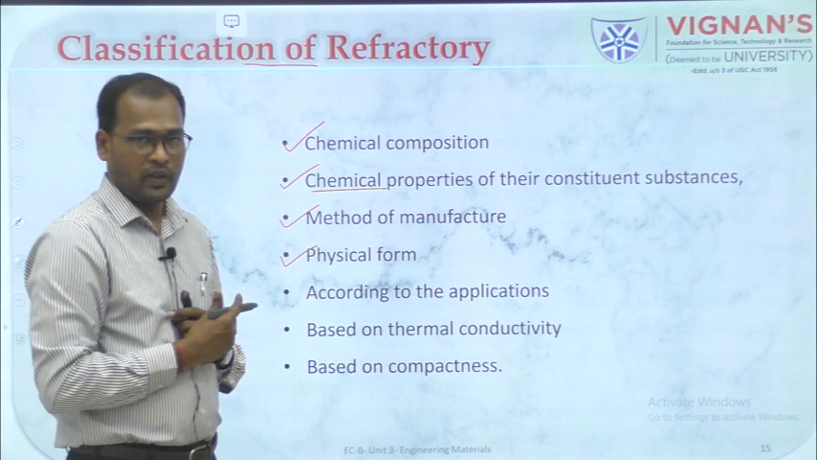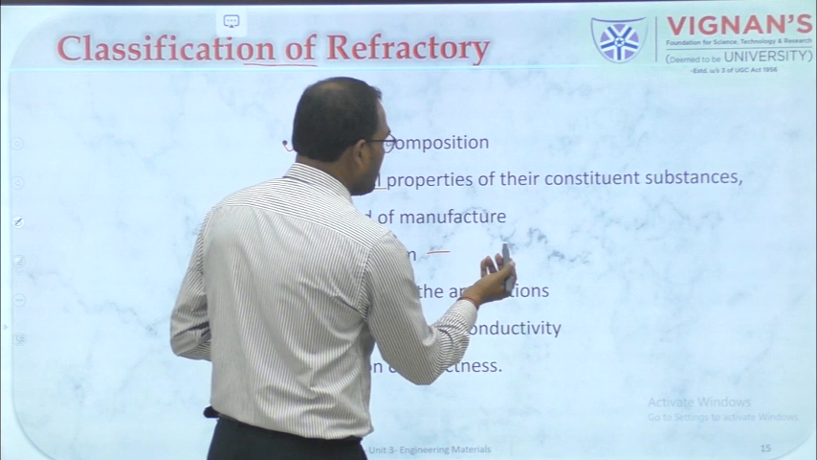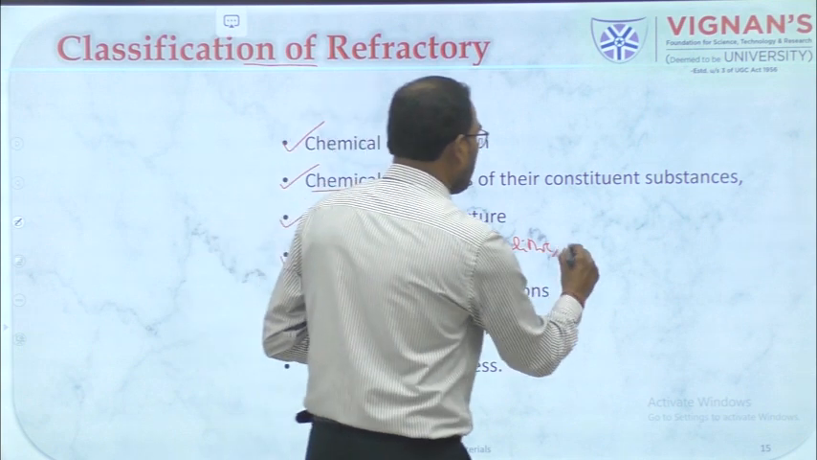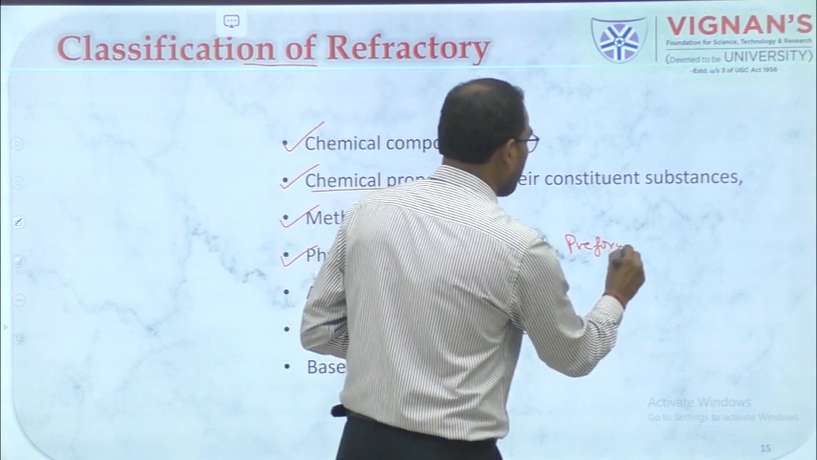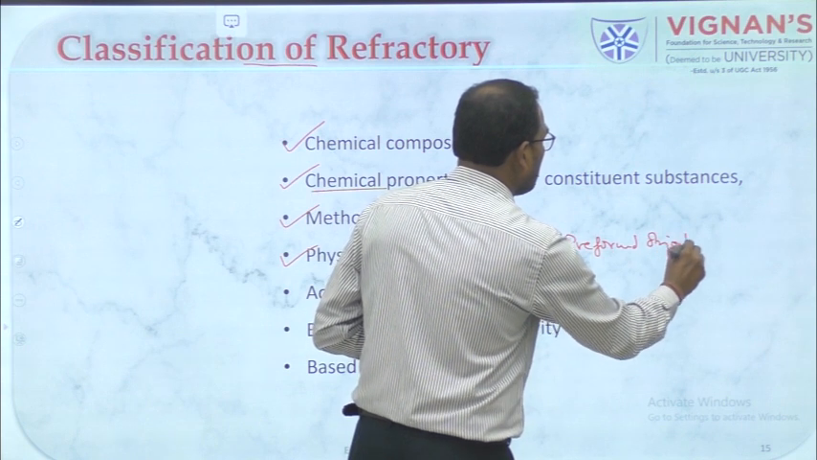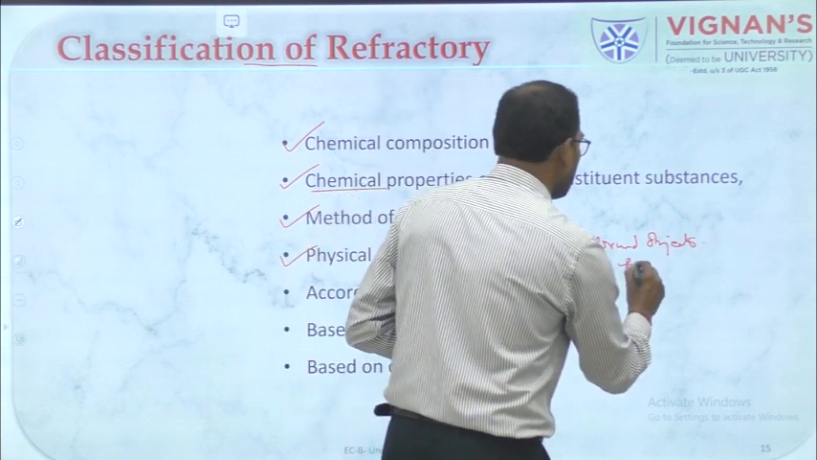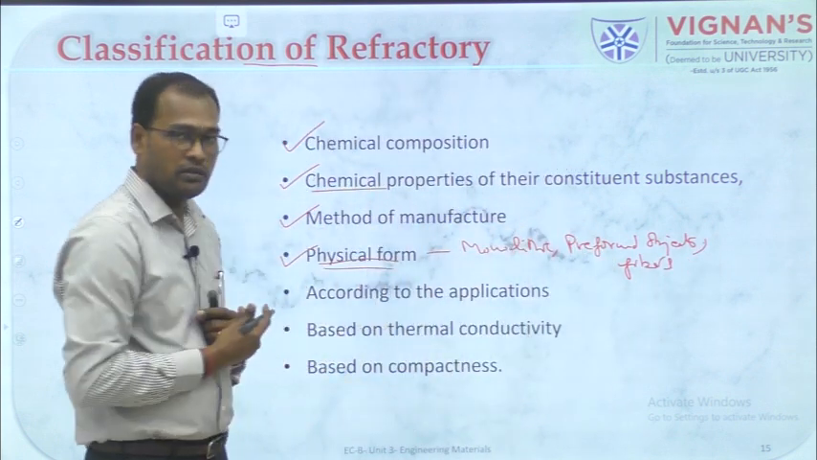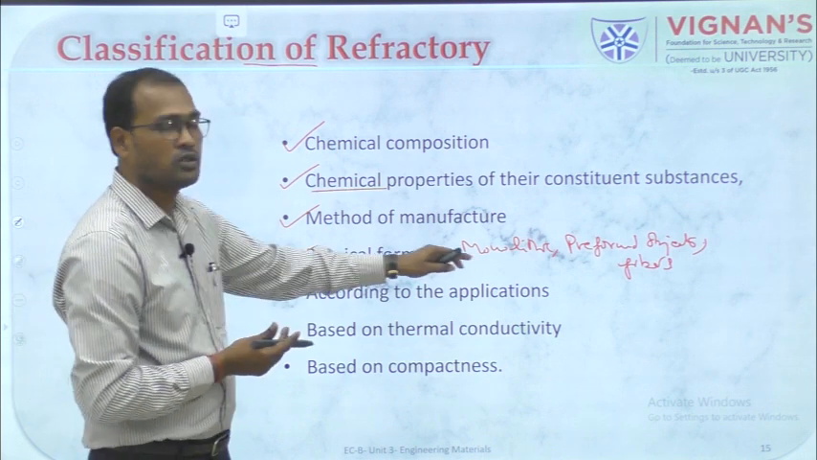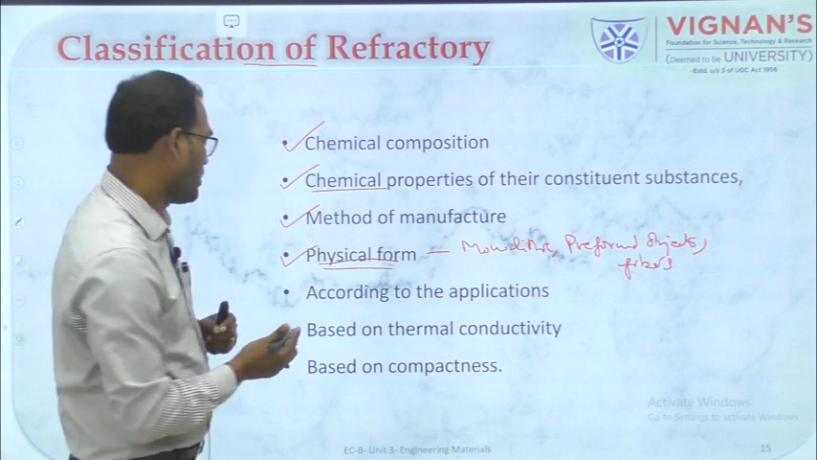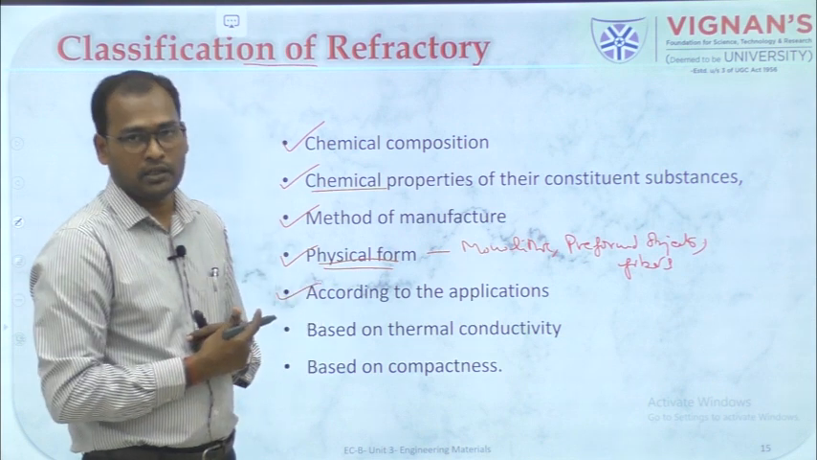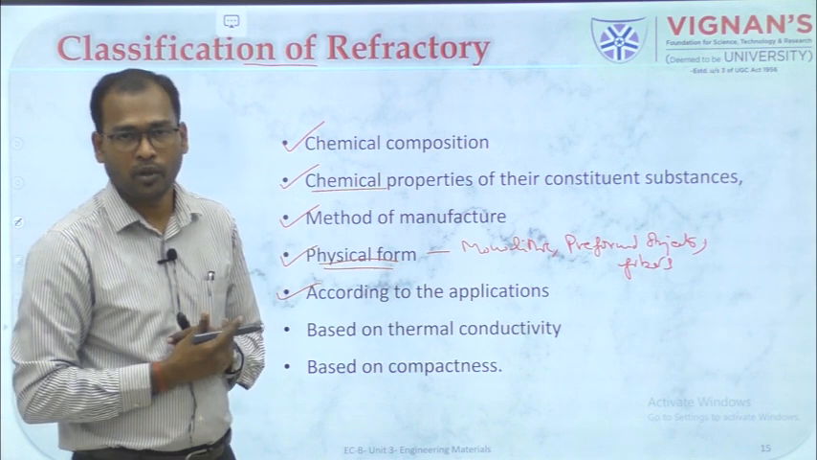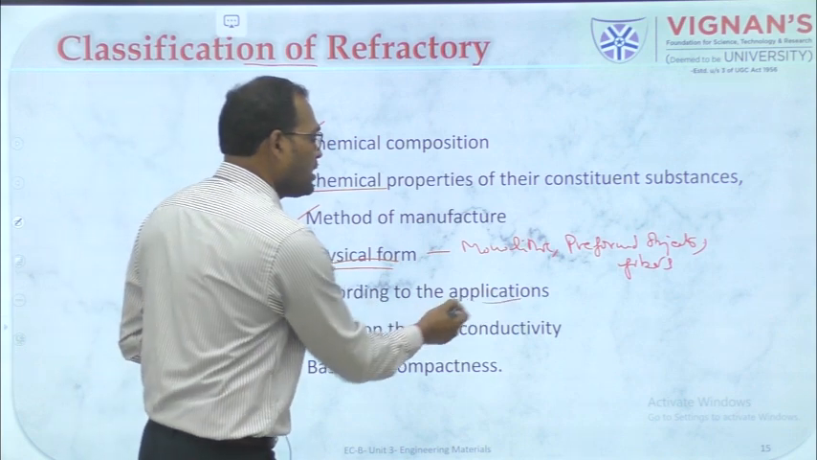And the physical form, right? Physical form, we already saw the forms like monolithic, preformed objects, and the last one was fibers, right? So these are some of the physical forms in which this refractory material exists, and that also can be a classification topic. And then according to the applications, it is used in various applications. It is used in different metallurgical processes, and all these things come under this one.